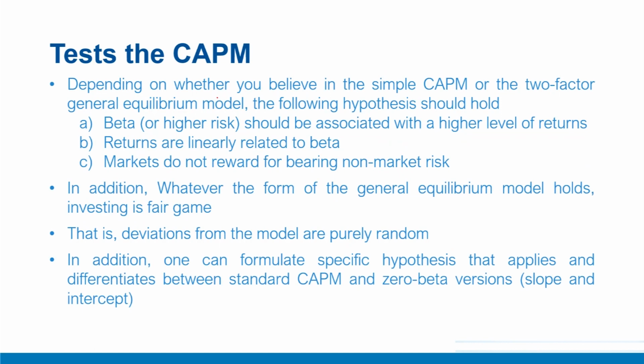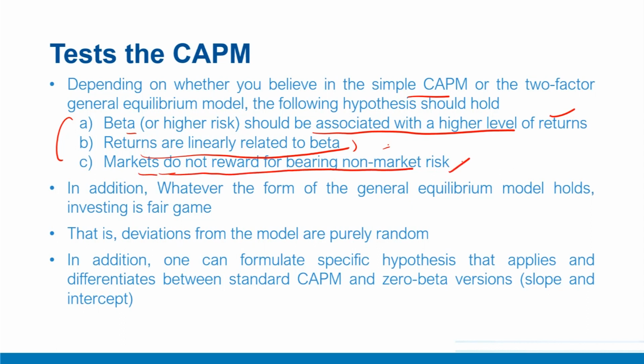So when we start testing some form of CAPM, maybe simple standard CAPM or the two-factor zero beta version of the equilibrium model, at the underlying theoretical underpinning we have three aspects. One, that beta is an appropriate measure of systematic risk and higher beta should be associated with a higher level of returns. That is one fundamental assumption. And therefore, return should also be linearly related to beta. That means one unit increase in beta should lead to some kind of unit increase in returns. Third, systematic risks are the risks that matter to markets. So markets do not reward bearing non-market diversifiable risk. Only systematic risk like beta matters.